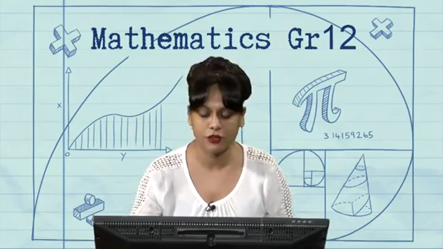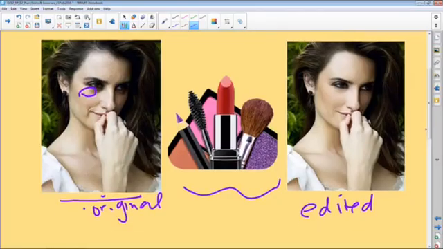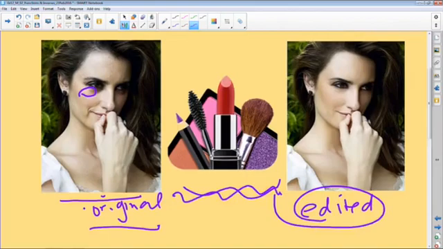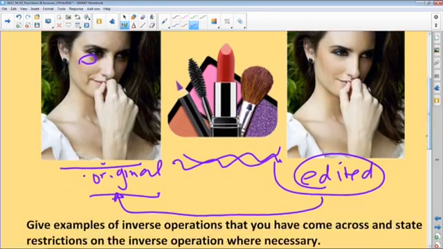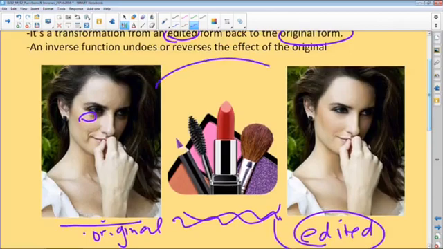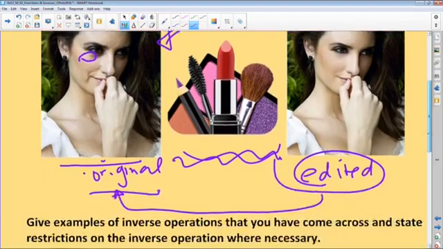So if you look at your screen again, you'll see that on the left-hand side we have the original, going through some makeup app or going through some Photoshop and then coming out with this edited version. So your inverse takes you back to the original, okay? And it works both ways, because you can go, obviously, the other way. You can go from your original to the edited, and then you can go from the edited to the original. So your inverse will work in both ways.